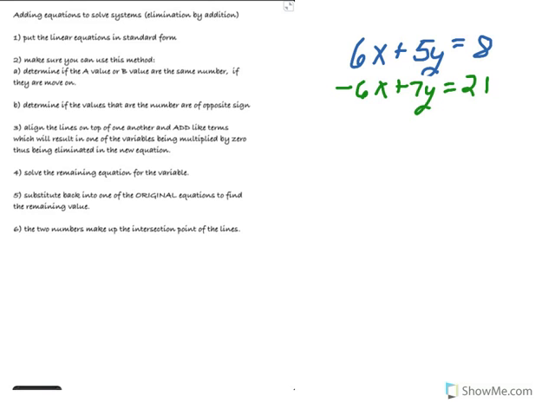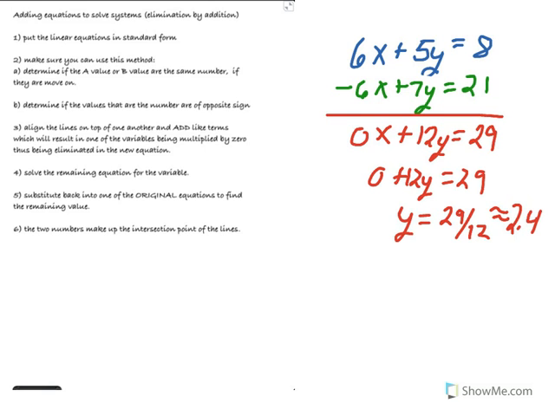So now that we've taken care of the first step, let's look at the second step where we make sure we can use the method. It turns out that the x value both have the value of 6. They're also both opposite signs, so it looks like elimination by addition will work here. When we solve the system by adding the two equations, we get that y is 29 over 12, or approximately 2.4. Please pause the video and copy this part into your notes before we move on.